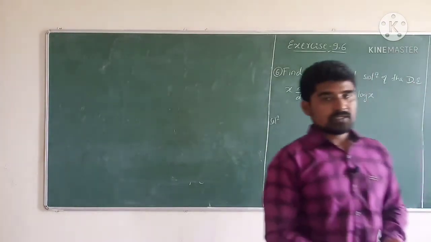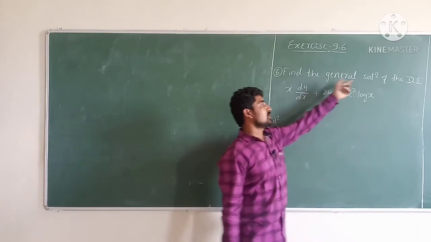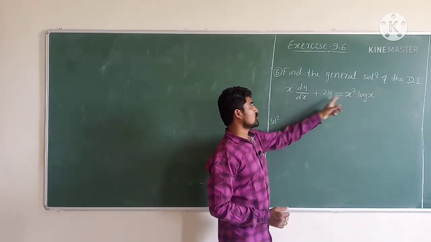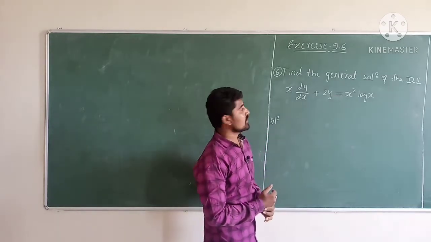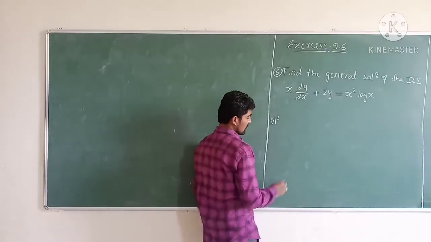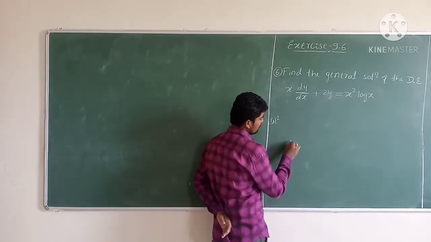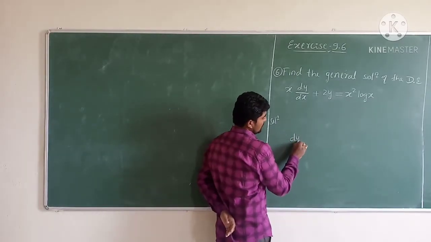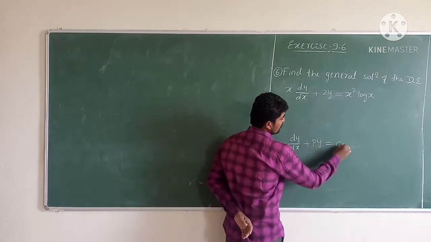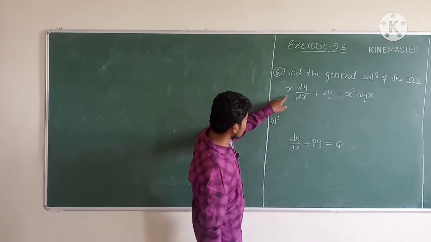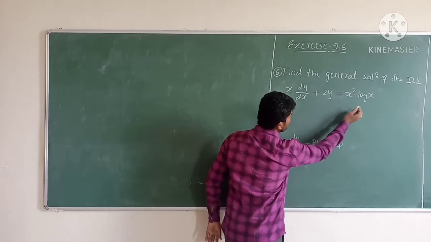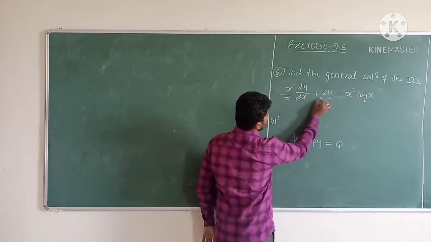Now the sixth question is find the general solution of the differential equation x into dy by dx plus 2y is equal to x square log x. But this given differential equation is not in standard form. The standard form of the linear differential equation is dy by dx plus py is equal to q. To convert the given differential equation into standard form, we just divide throughout by x.